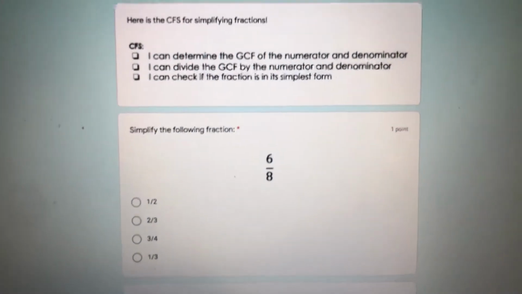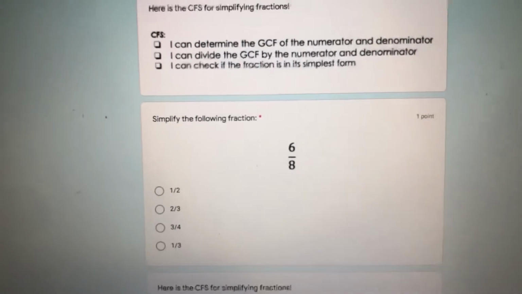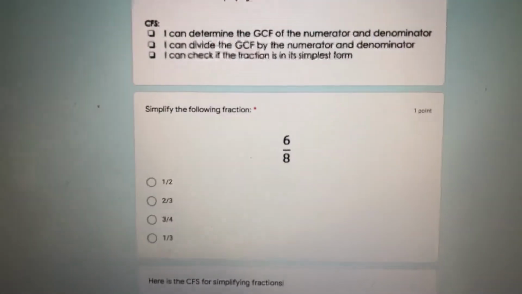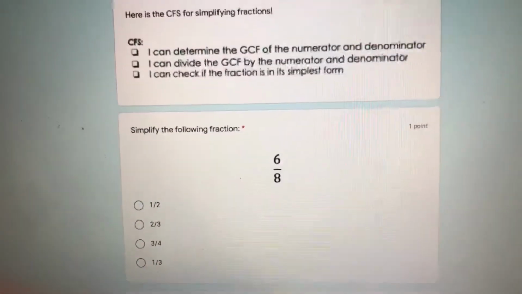So right now what you are doing is looking at the do now and probably thinking to yourself, what? I forgot how to do this. Do not worry. So the first thing we're going to do is simplify this fraction over here, which is 6/8, and I'm going to use the CFS to help me out.